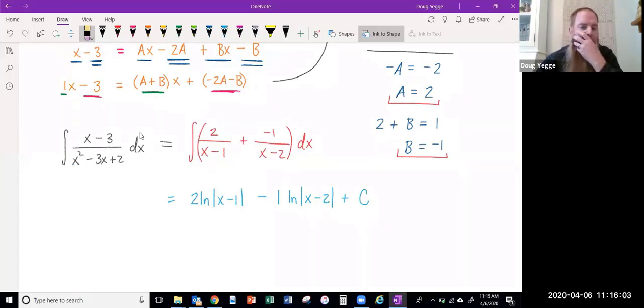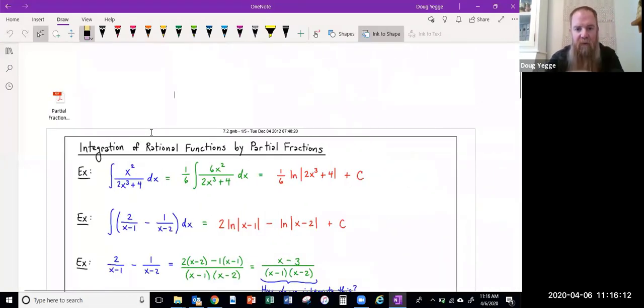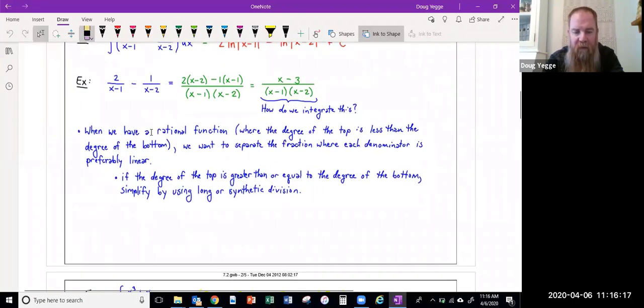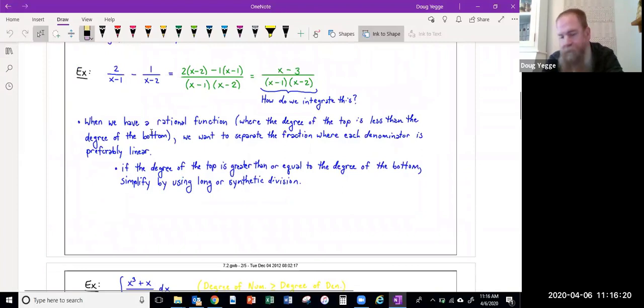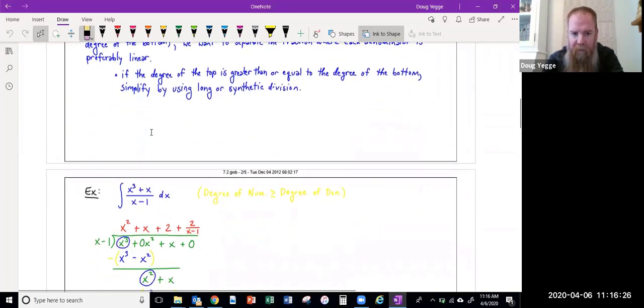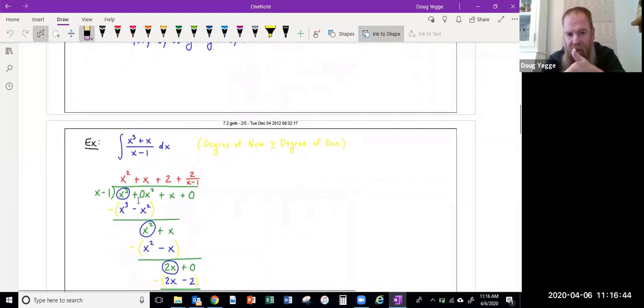All right, this is one situation that can happen. I just want to scroll through these notes again to show you a little bit more. It says if the degree of the top is less than the degree of the bottom, then we know that we could just separate it like this. The problem is, what if the degree of the numerator is greater than the degree of the denominator? Then we can't actually do this process until we force this to become a different form. So this is where we have to go back to algebra and do long division or synthetic division.